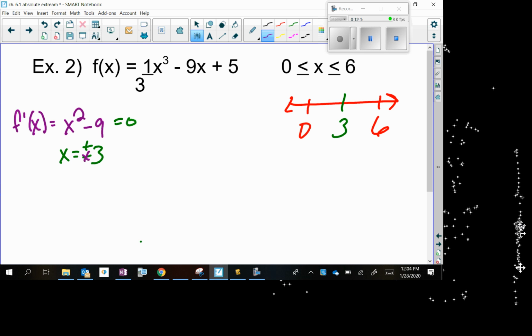Okay, so there again, we know that the absolute maximum is happening at one of these numbers. That's what the theorems tell us. So we just have to find out which one. So we want to find f of 0, f of 3, and f of 6.